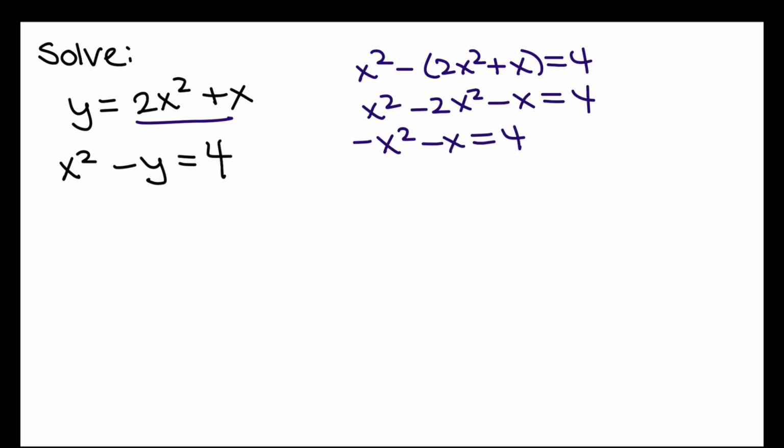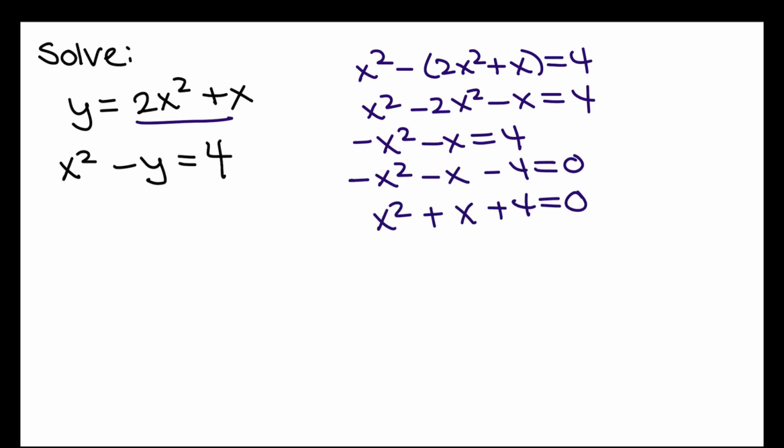If we distribute that negative, we get x squared minus 2x squared minus x equals 4. Combine like terms, negative x squared minus x equals 4. Set one side to 0. So negative x squared minus x minus 4 equals 0. I'm going to multiply everything by negative 1, just because it's easier for me to work with positive coefficients. We can't factor this one because a product of 4 and a sum of 1, that's not possible.